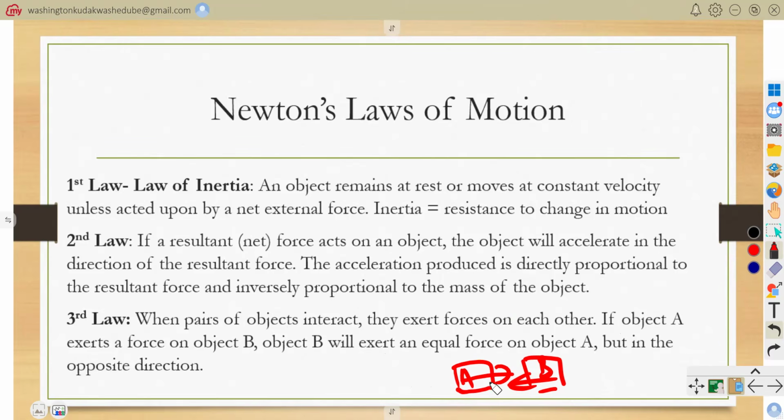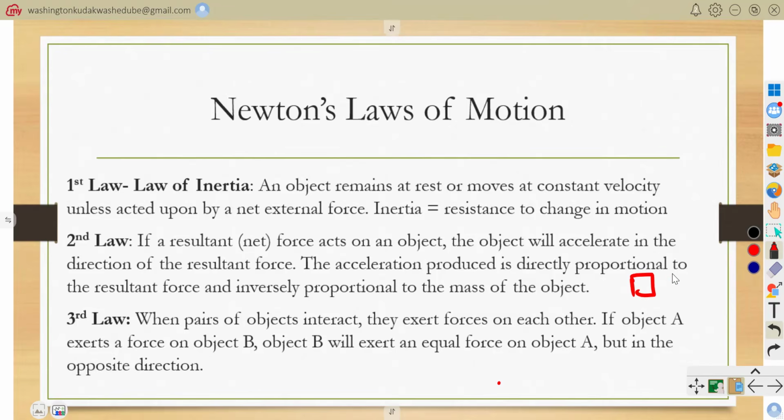It says that whenever we have object A and object A interacts with object B, object A exerts a force, which is force A, on object B that is equal to the force that object B will exert on object A, but opposite in direction to the force that is exerted by object B. So in essence, the definition that we might take states that when pairs of objects interact, they exert forces on each other.